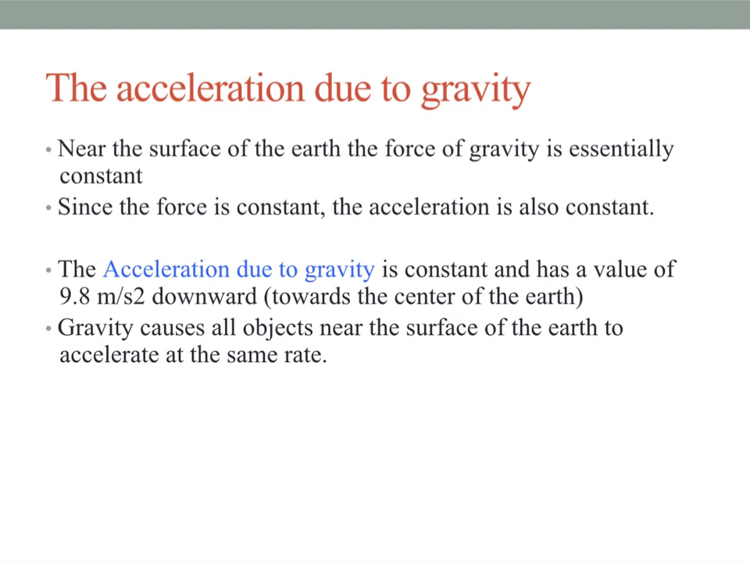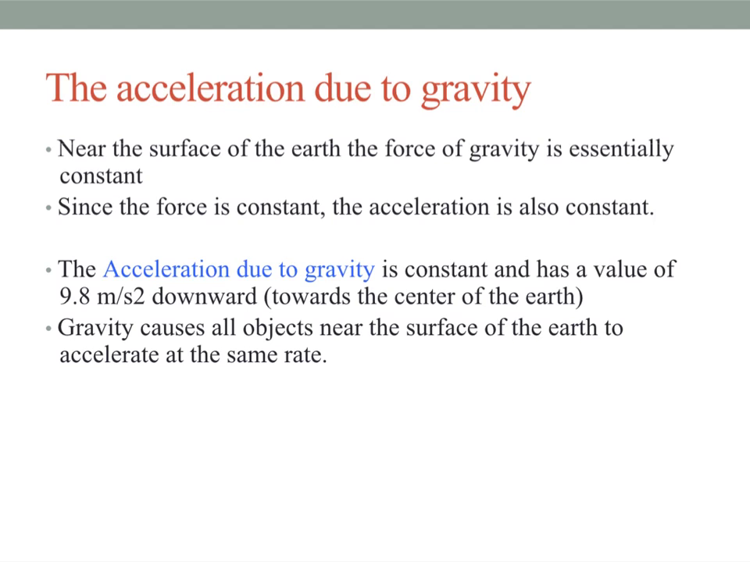After 2 seconds, it's going to have a velocity of 2 times 9.8. After 3 seconds, it's going to have a velocity of 3 times 9.8. Every second that that object falls, its acceleration causes the velocity to increase by 9.8 meters per second. And so that tells you how things speed up as they're falling.